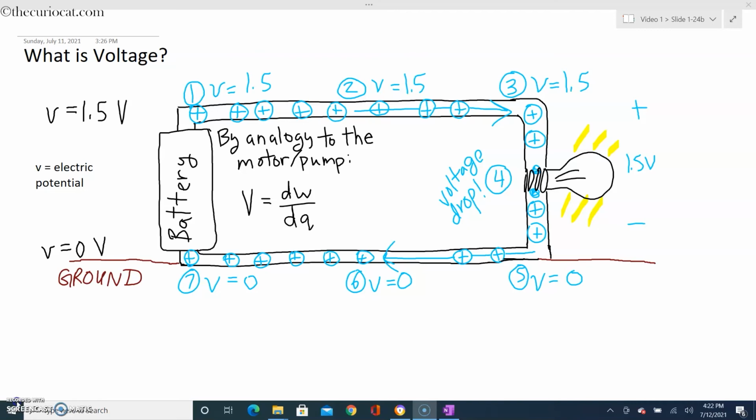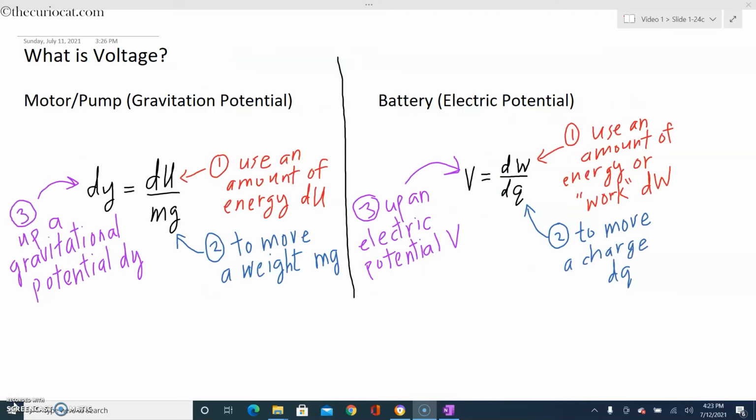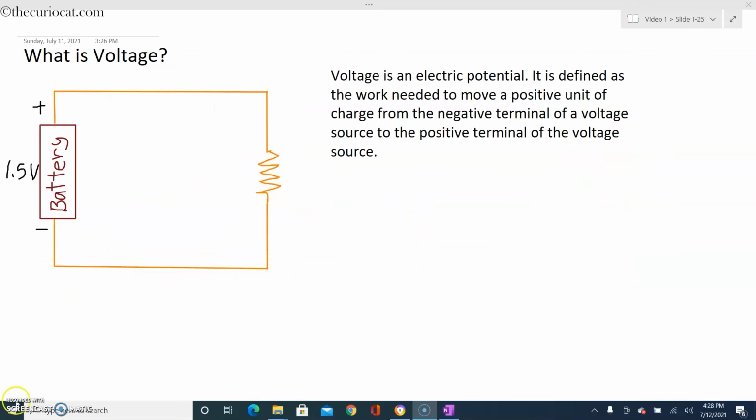of V. Here we put the two cases of gravitational and electric potential side by side. As you can see, they are the same concept. So now we have our formal definition of voltage. Voltage is an electric potential. It is defined as the work needed to move a positive unit of charge from the negative terminal of a voltage source to the positive terminal of a voltage source.